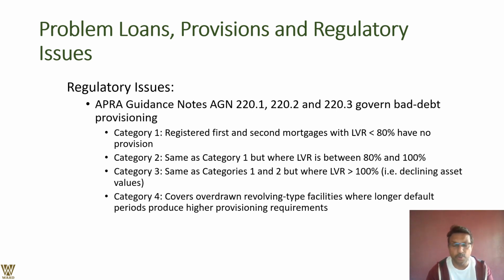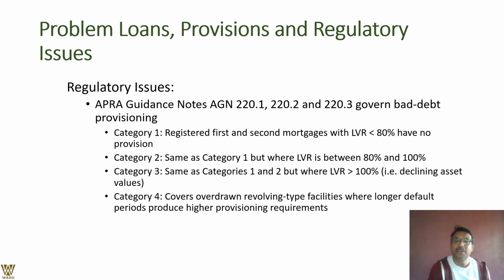Next is what we call Category 3, same as Category 1 and 2, but you need to have an LVR, loan to value ratio, of more than 100%, absolutely declining asset value. So please understand, in Category 1 the LVR is less than 80%. In Category 2 it is between 80 to 100%. LVR stands for loan to value ratio, as in what we are looking into, the value that has been mortgaged.